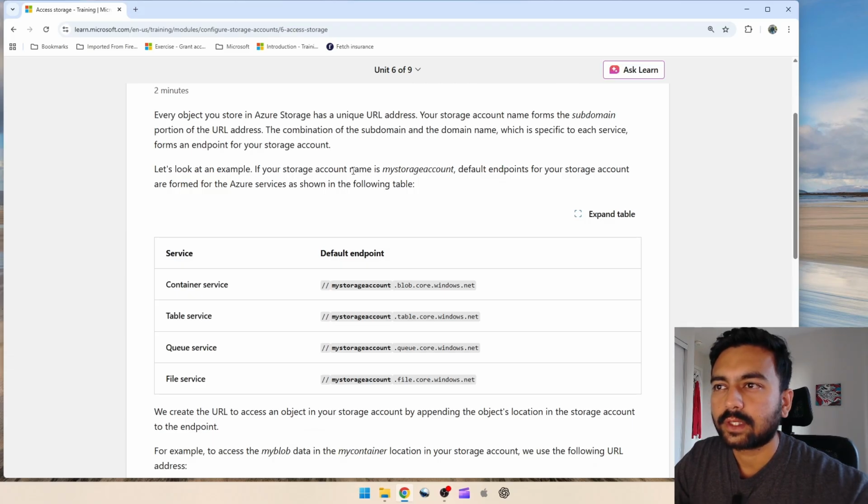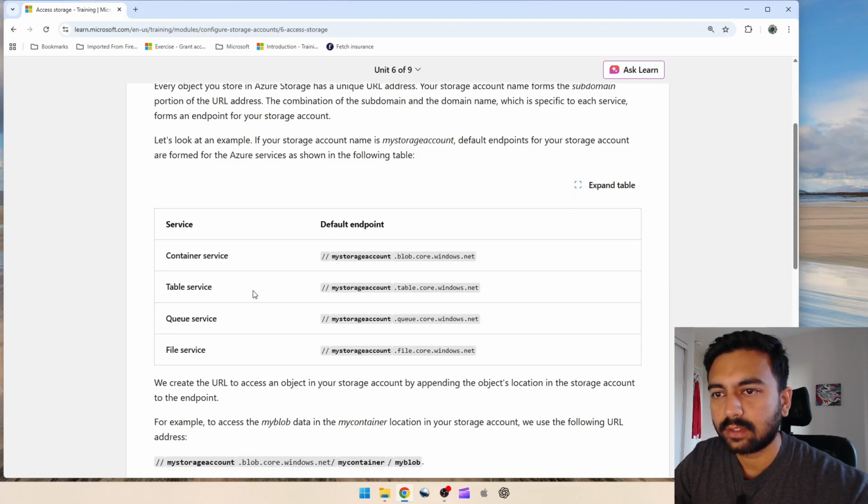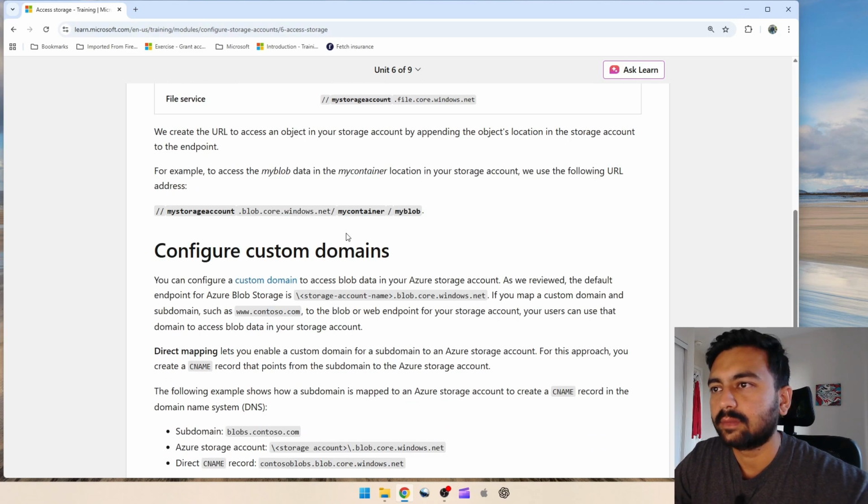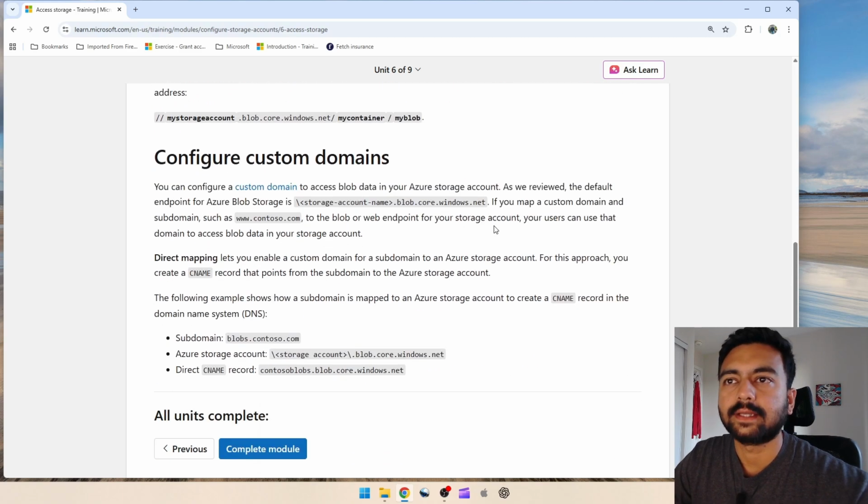If your storage account name is my storage account, default endpoints are formed as below. So the blob service is my storage account dot blob dot core dot windows dot net, and likewise for table, queue, and file services. So you can use URLs to access an object in your storage account. That's what they're basically trying to say.